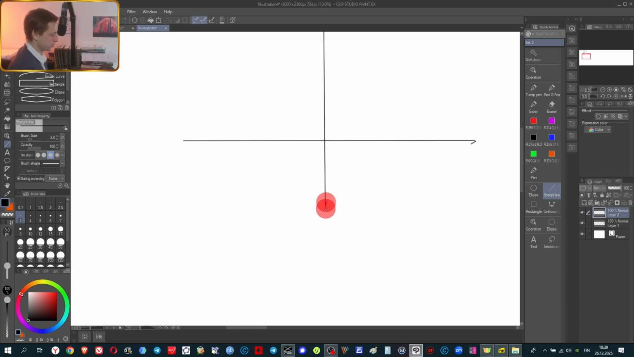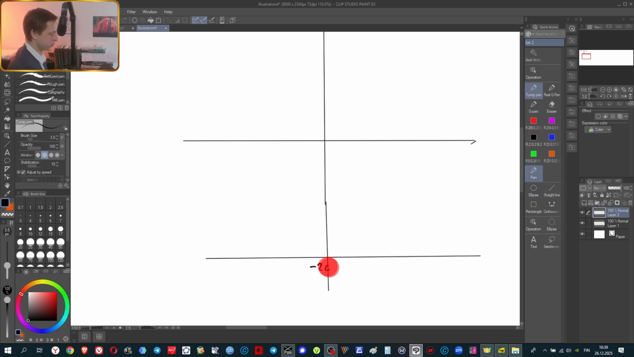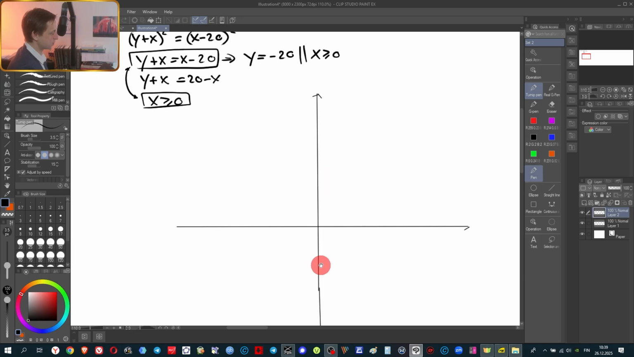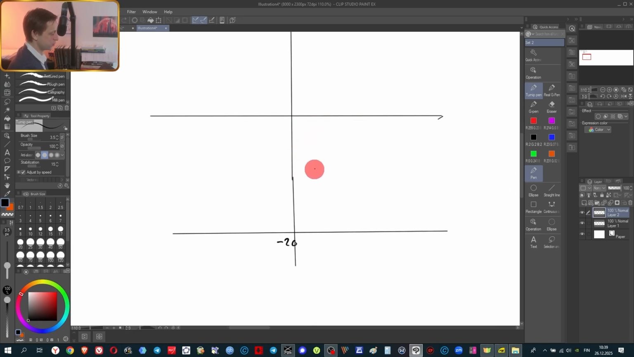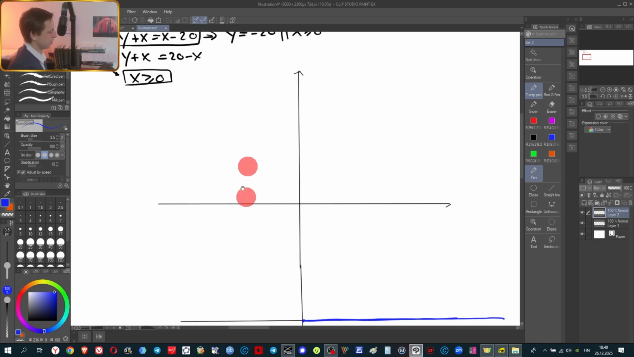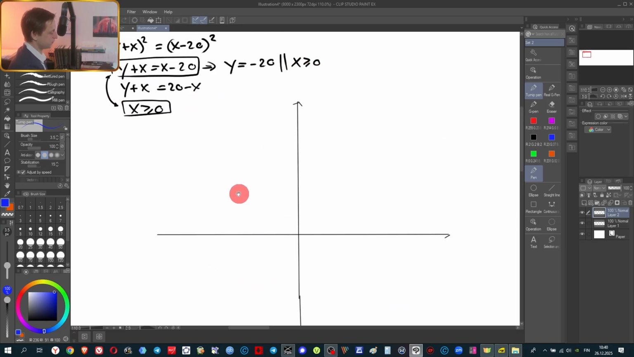So it will look like this: the line parallel to the x-axis passes through the point with coordinate minus 20 on the y-axis, and x is greater than or equal to 0 everywhere here. So we consider only this portion of this line, only the portion on the right side. That is the portion that we need. This one is not allowed because it is a significant requirement.